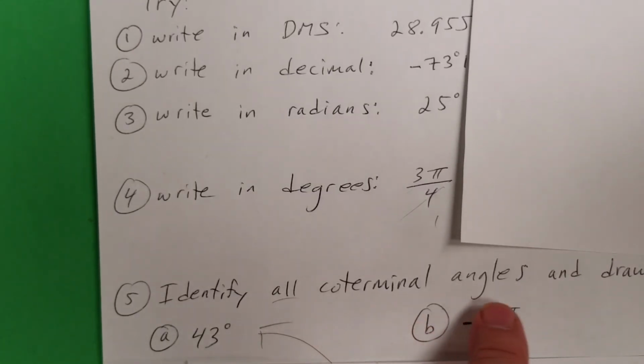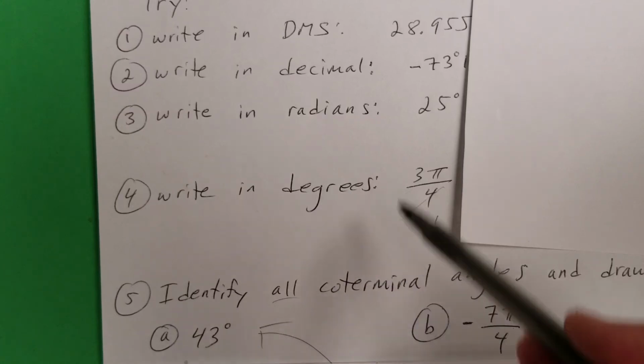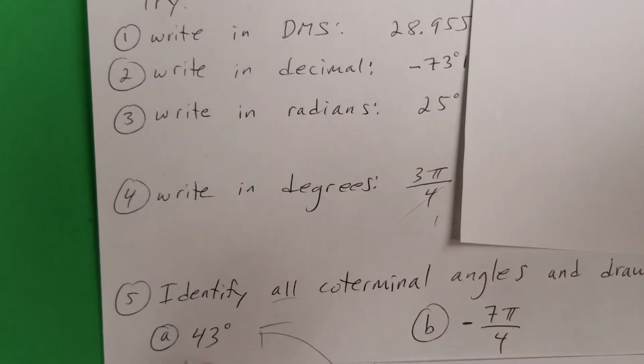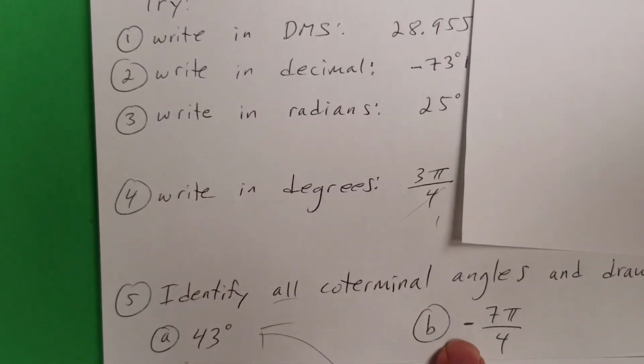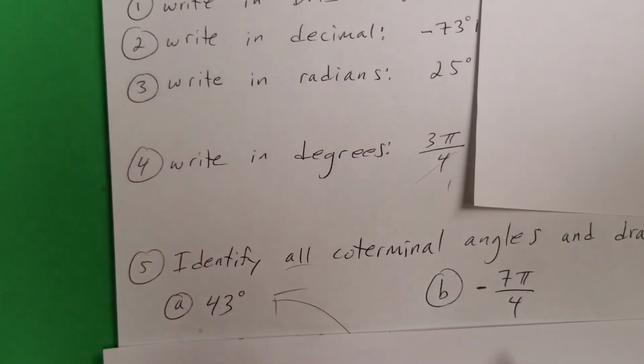And then here, we have identify all the coterminal angles and draw. That's what I did before with the full circle, full circle, full circle. So if you start with 43, go another 360, another 360, another 360. If you start, oh, this is radians. Oh, look at that. So here, you don't add 360. What do you add? What is a circle in radians? 2 pi. So here, okay, we'll do this in class. Here, you do plus 2 pi, plus 2 pi, plus 2 pi to get all the coterminal angles, right?